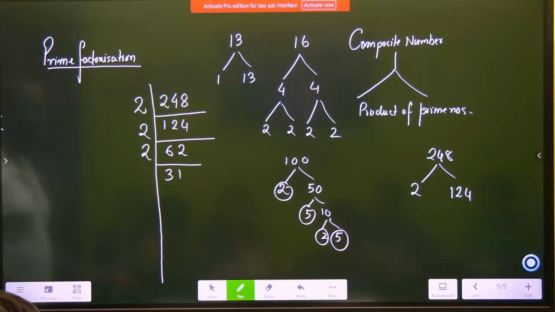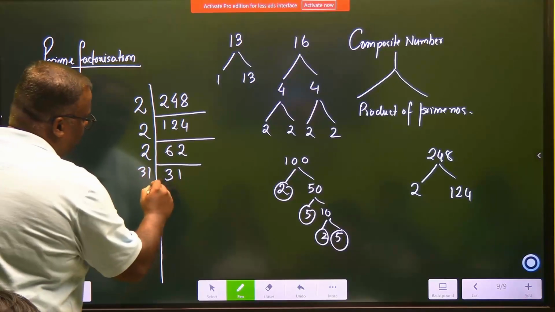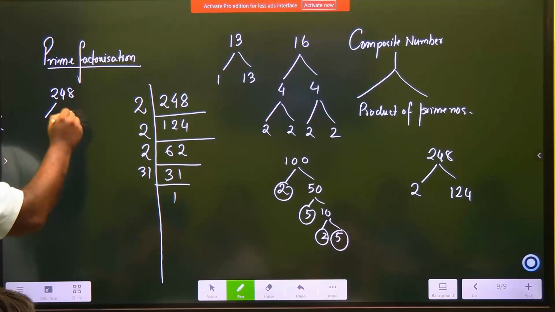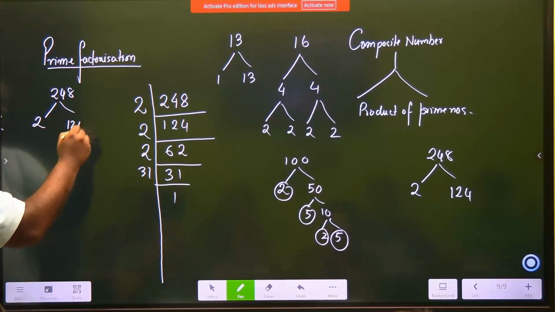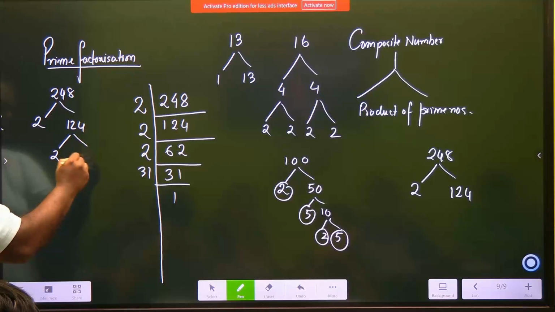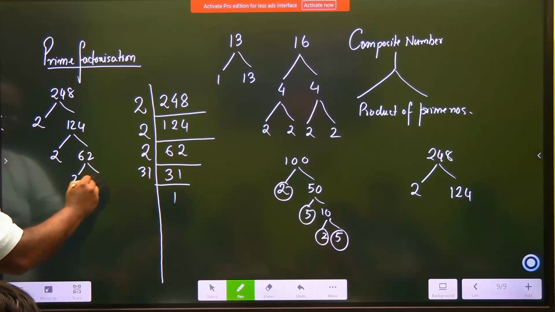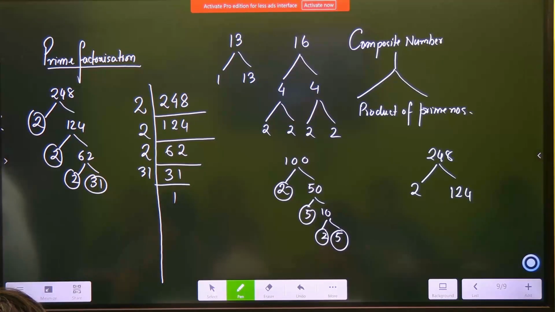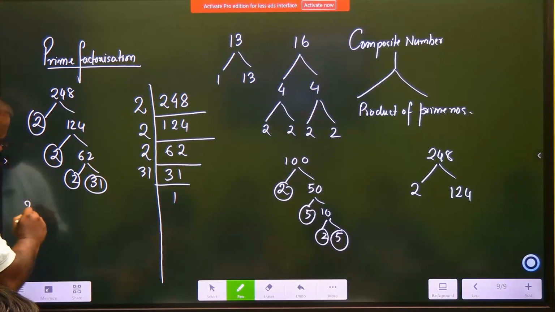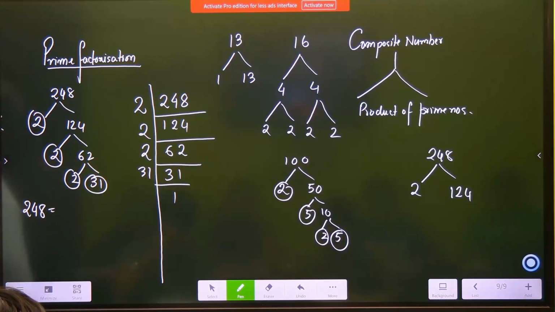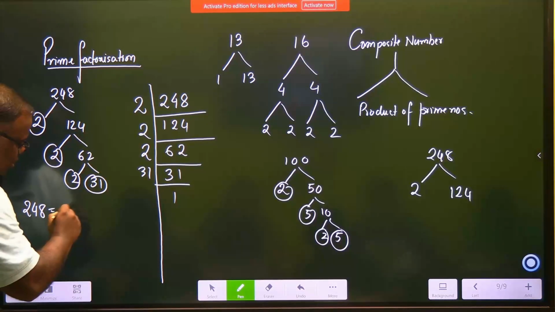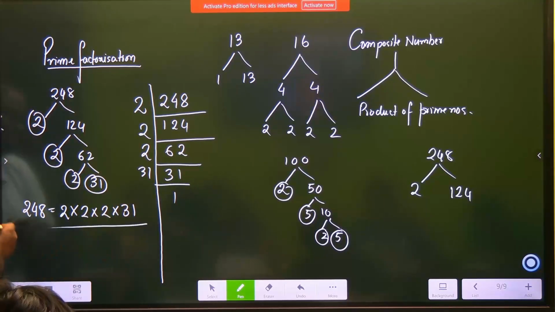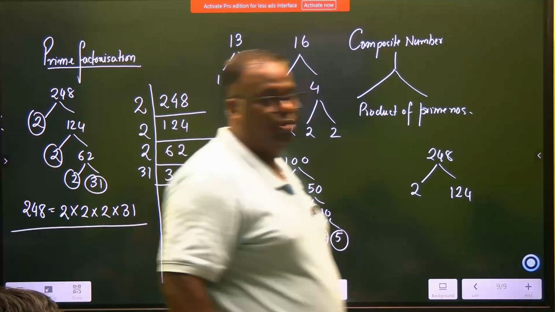So what will we do this time? Here we will just take 31 and write 31 1s are 31. See how your tree came out. 248: first you took 2 and got 124, then you broke 124 with 2 and got 62, then you broke 62 with 2 and got 31. These are your prime factors. So we will now write: 248 is a composite number which can be expressed as a product of 2 into 2 into 2 into 31. This is called prime factorization of 248.